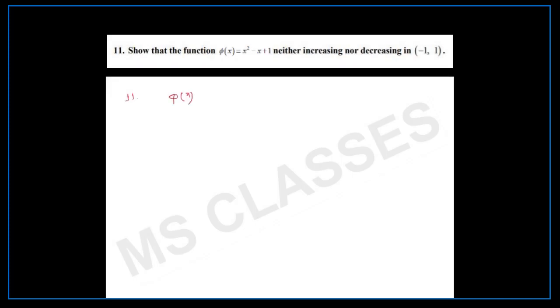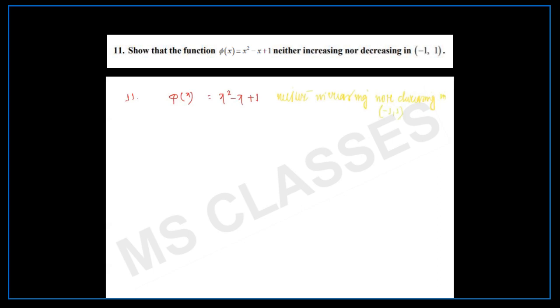Phi x equals x square minus x plus 1. But show it is neither increasing nor decreasing in minus 1 comma 1.